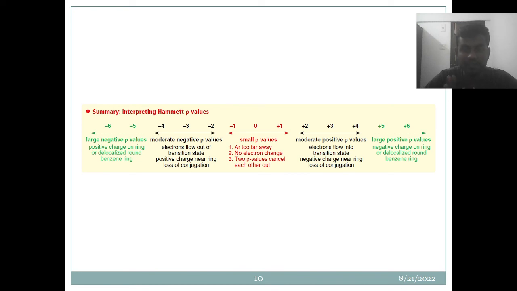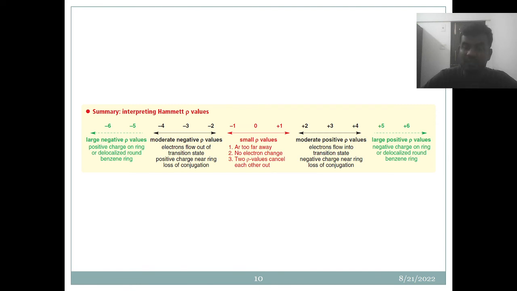Now come to the right side, black color. So plus 2 to plus 4. Here electrons flow into the transition state, or there is a negative charge near the ring. If there is a negative charge near the ring, like in the alkaline hydrolysis of ethyl benzoate, it will be around 2 to 4.